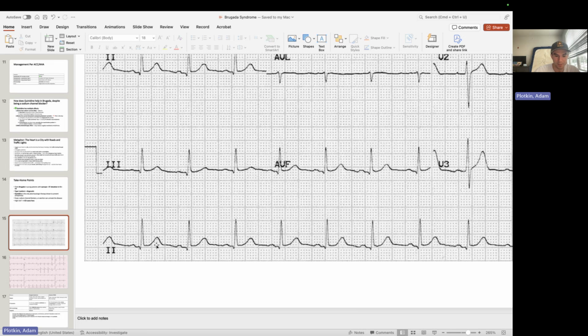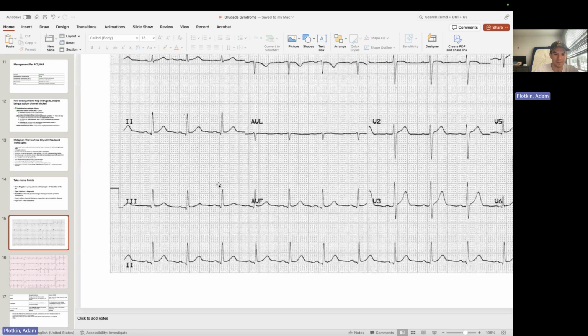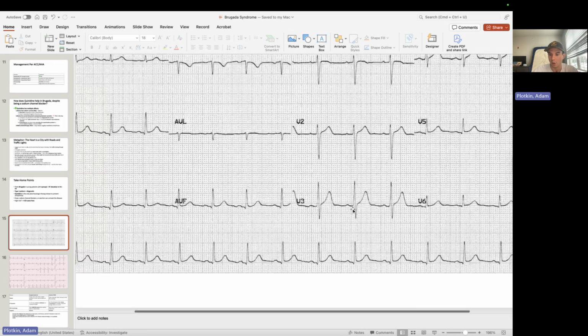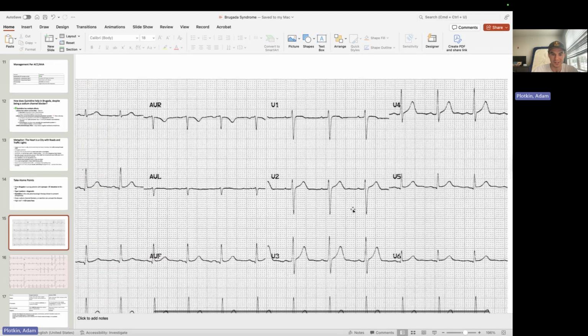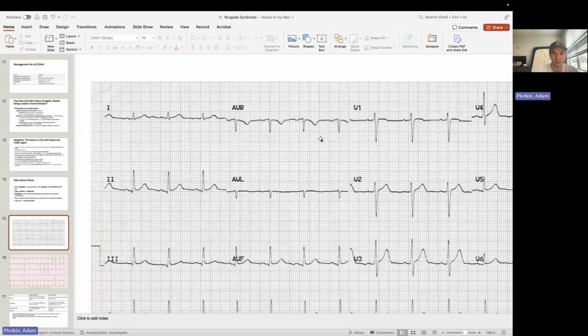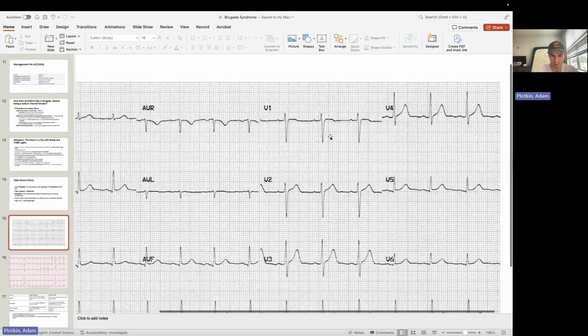I compare the J point to my isoelectric line here. Maybe a millimeter, maybe not even a millimeter. Not worried about it at all. I can zoom out and do the same thing on all my other leads and really methodically look at everything. And I'm not seeing any ST segment elevation or any ST segment depressions.